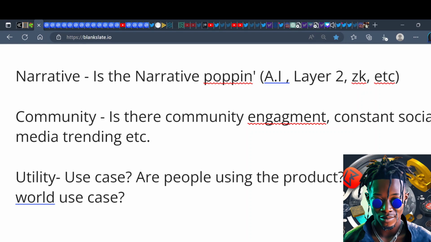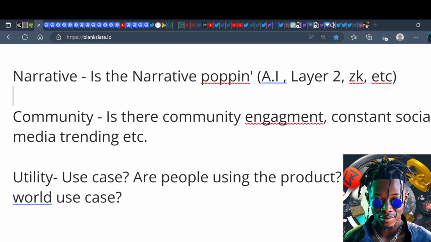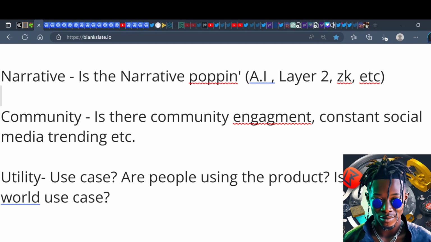Everybody has their own opinion, but again, I like a project that has a popping narrative. That's just me. Number two, community. Is there community engagement, constant social media trending, etc.?